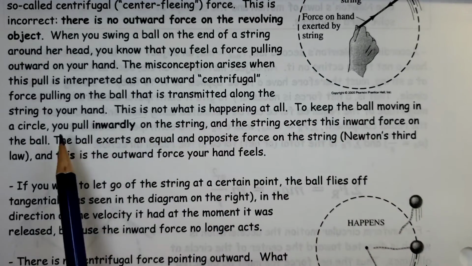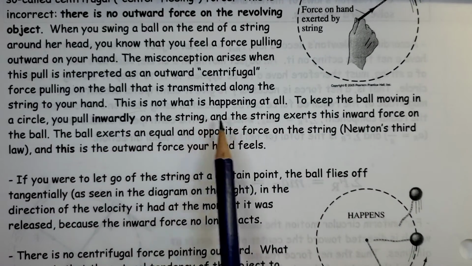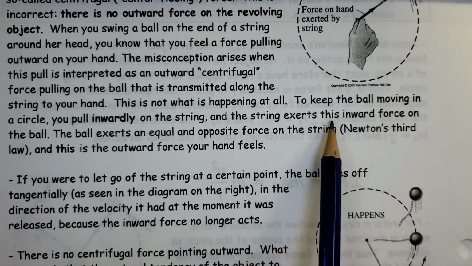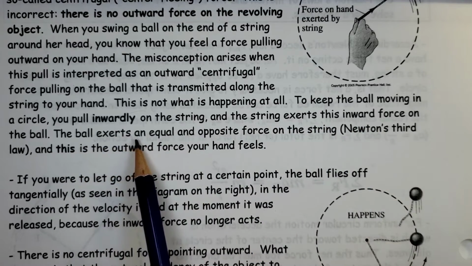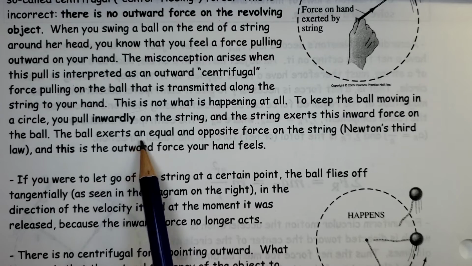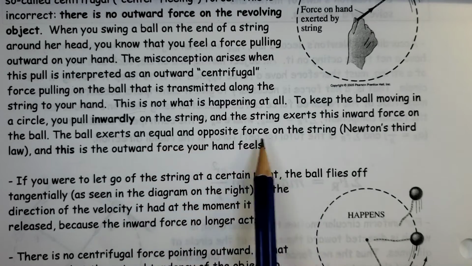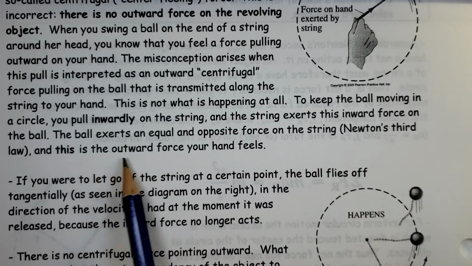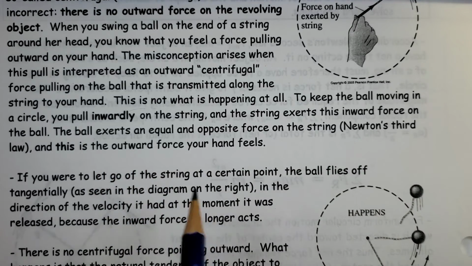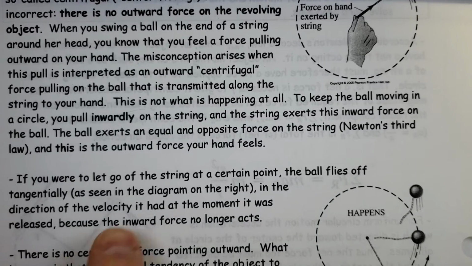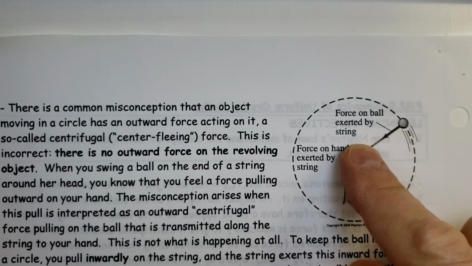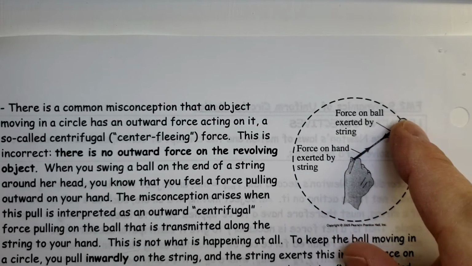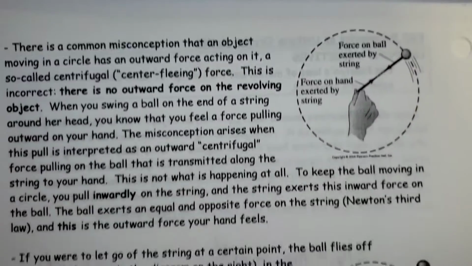To keep the ball moving in a circle, you pull inward on the string, and the string exerts this inward force on the ball. Of course, Newton's third law, action, reaction. The ball is exerting an equal and opposite force on the string, and that is what your hand feels. So it's not some weird centrifugal or center-fleeing force. It is simply the reaction force. So hand pulls on ball, ball pulls on hand. Newton's third law right there.